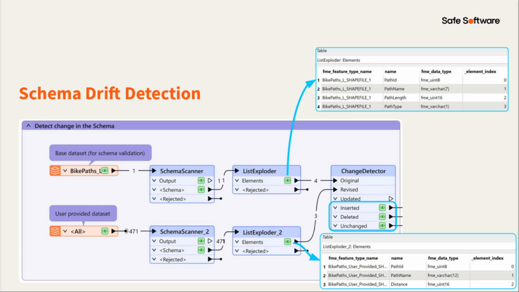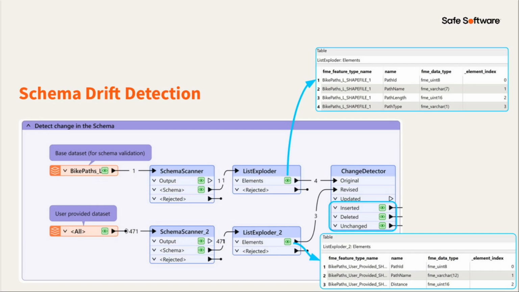By pulling those records out from the list, we're able to then compare that name column in our change detector. You can see on our base data set at the top there, we have our path ID, path name, path length, and path type. And then in our user provided data set example on the bottom there, we have path ID, path name, and distance. So just a couple of mismatches there, and that's going to be picked up by the change detector.